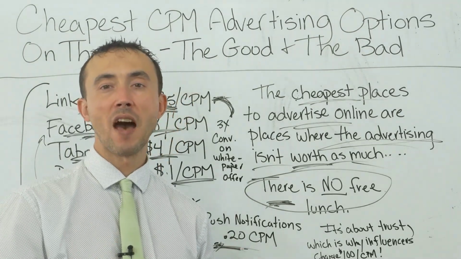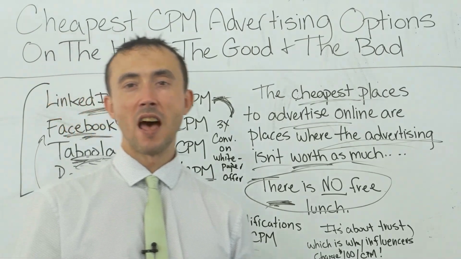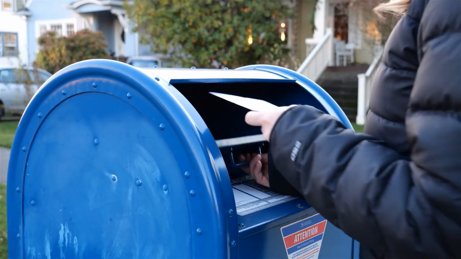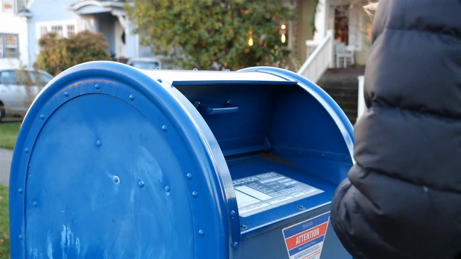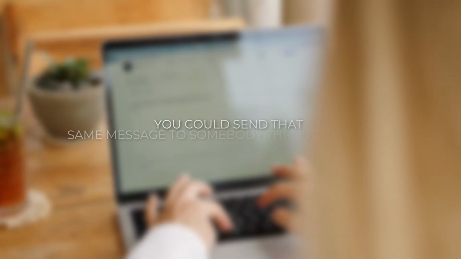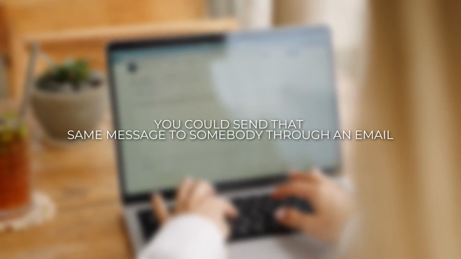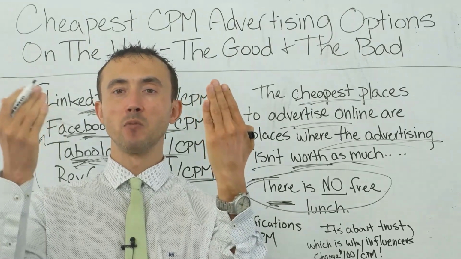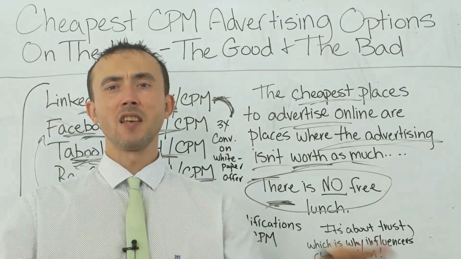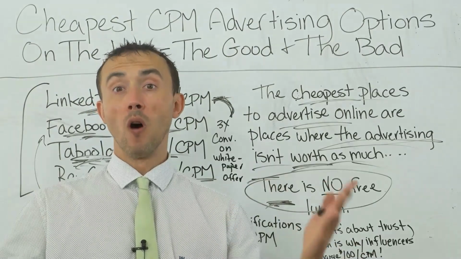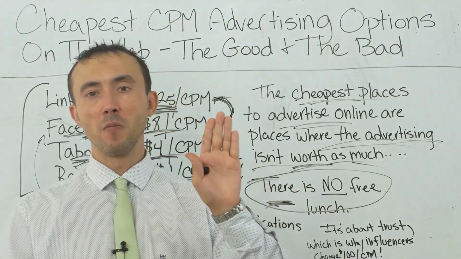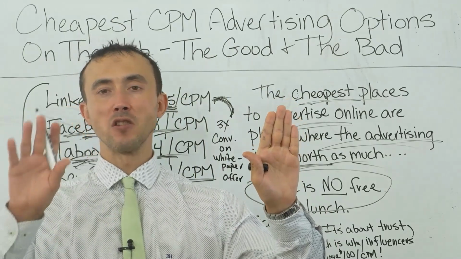Because here's the thing with advertising. I always give this analogy, and this is a very true one. You could send out a direct mail piece in the snail mail with one message A on it. You could send that same message A to somebody through an email. The mail piece is going to pull per eyeball 100 times what the email is going to pull. Same exact people, same exact message. Why? Because of the perceived trust and value of the message in that one medium versus the other.